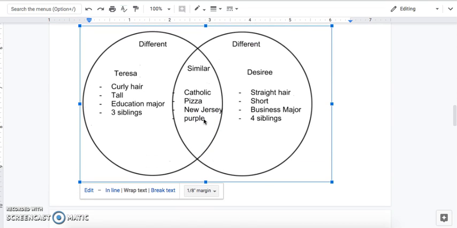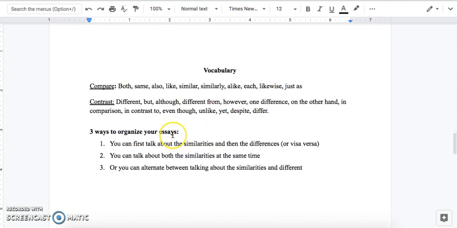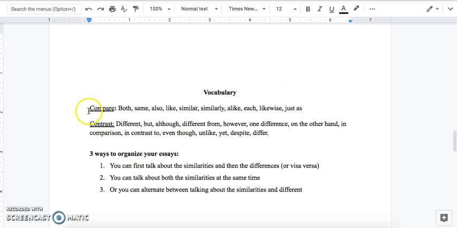So once you have your graphic organizer, you can start writing your essay. But before you do that, you need to think of some of the vocabulary that you'd be using. So when you're going to compare things, you can use words such as both, the same, also, like, similar, similarly, alike, each, likewise, and just as.